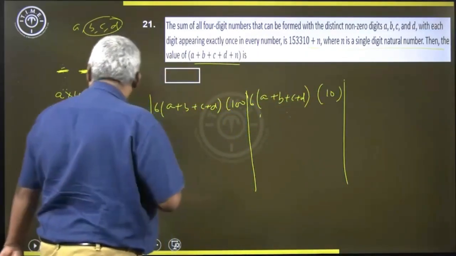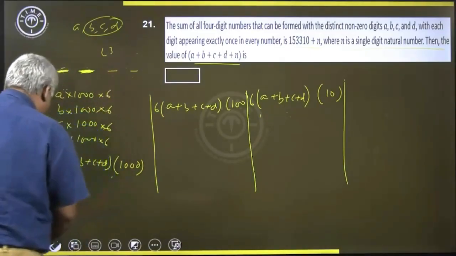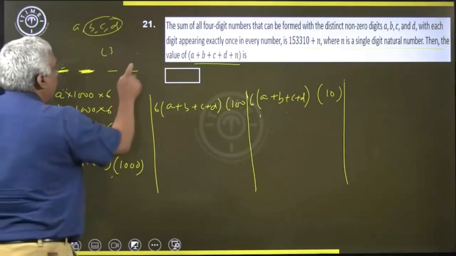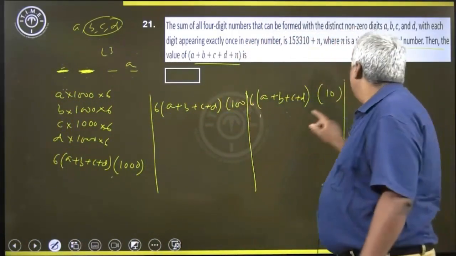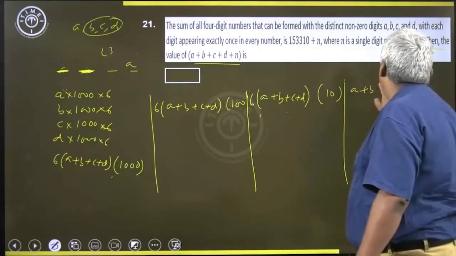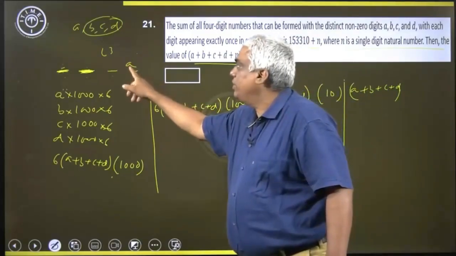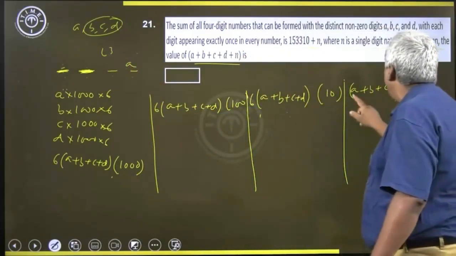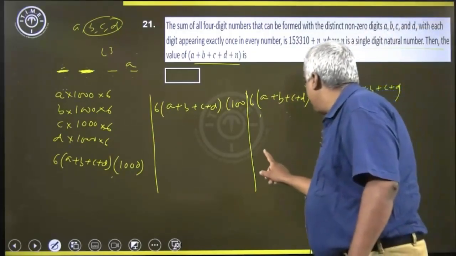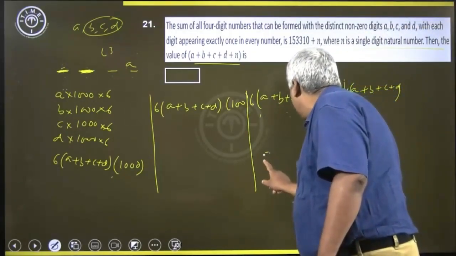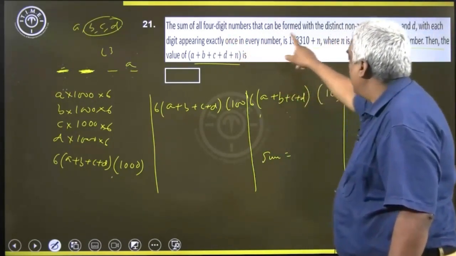Again, similarly, A will occur at the unit place 6 times, B will occur 6 times. The place value of the unit place is 1. So that will be 6 times (A plus B plus C plus D). If we add all these, we will get the sum of all the numbers formed.